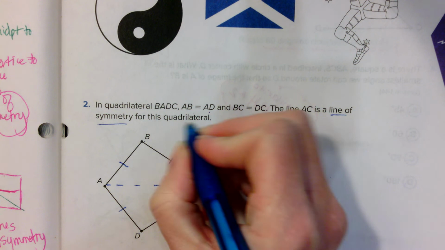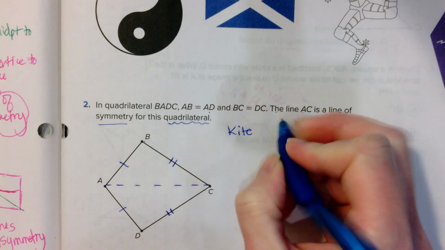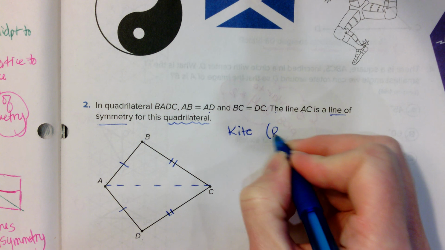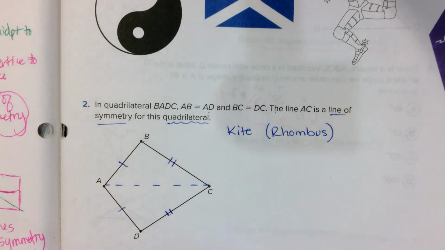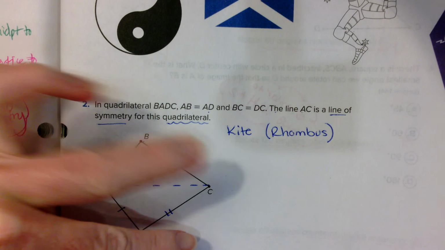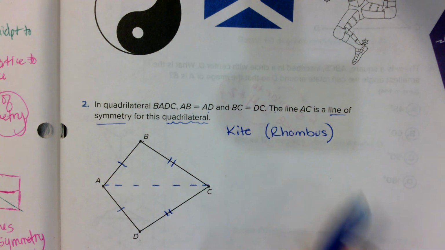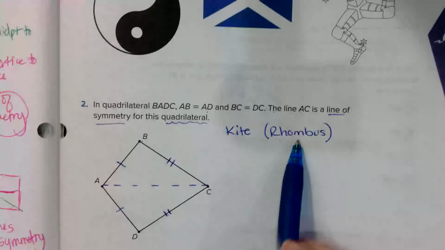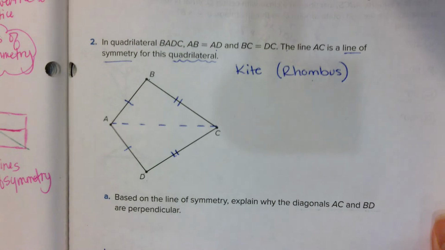By the way, this quadrilateral means it has 4 sides. This is called a kite. This is not a rhombus. A kite specifically has 2 congruent sides touching, and the other 2 sides are also congruent and touching, but the 4 sides are not all equal. That would be a rhombus, has all 4 sides equal. So let's take a look at 2A and 2B.